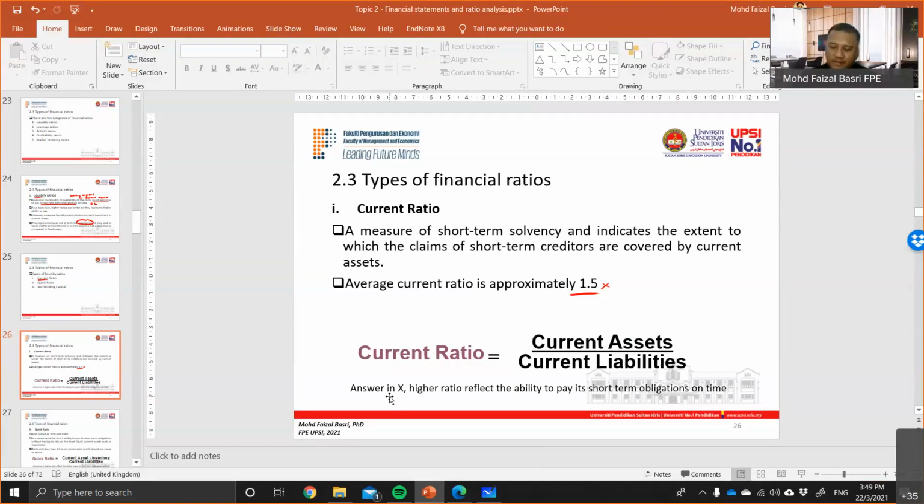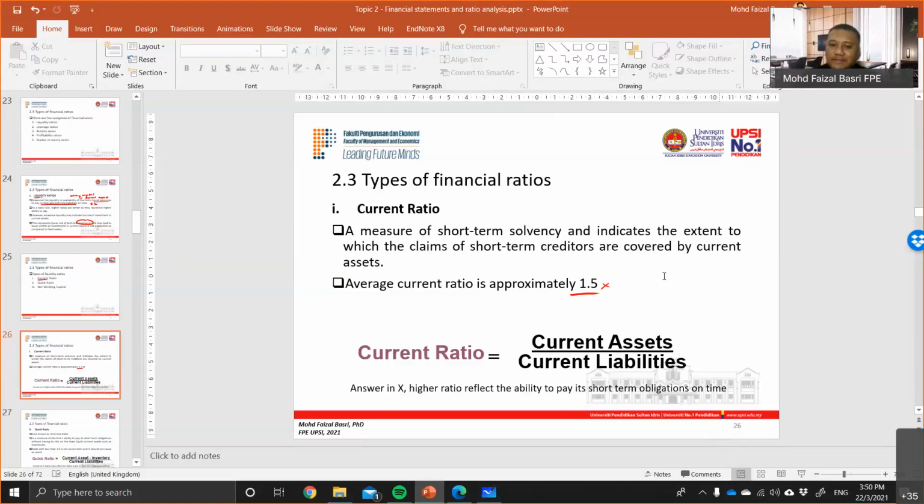And for ratios, just to let you know, to stress this information, every ratio we cannot analyze independently. Meaning the information will be less useful or less relevant on its own. So every ratio must be compared. You have to compare against other indicators. You can compare either company A versus company B, or you can compare one company across two different years, for example 2019 versus 2020.